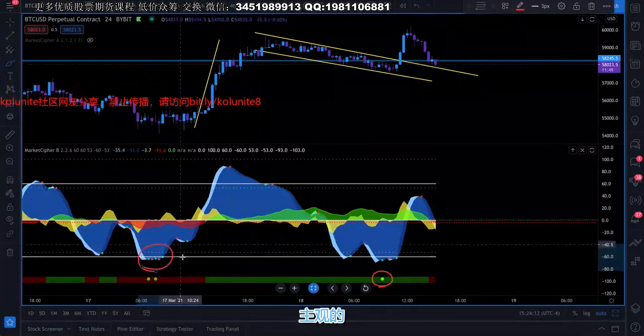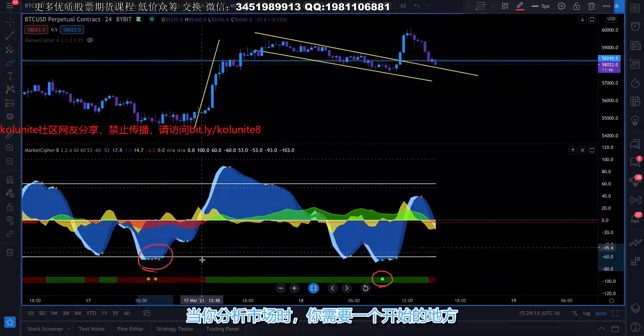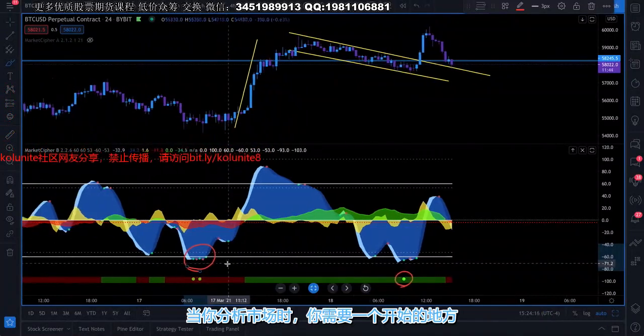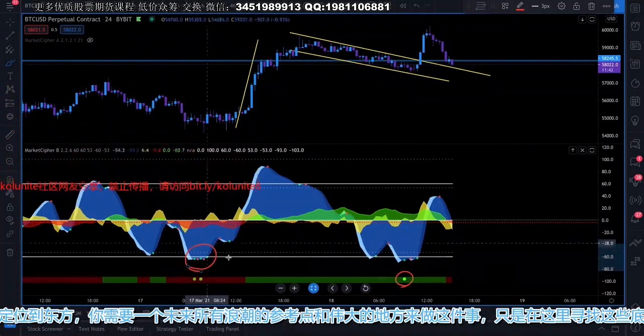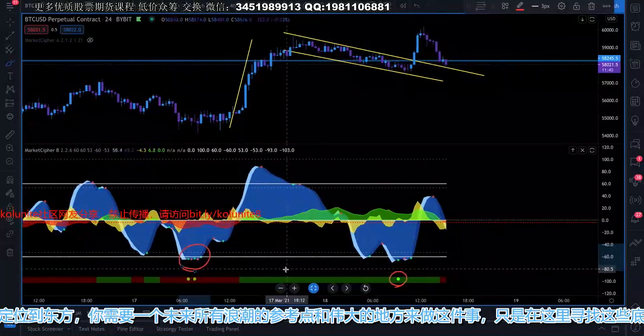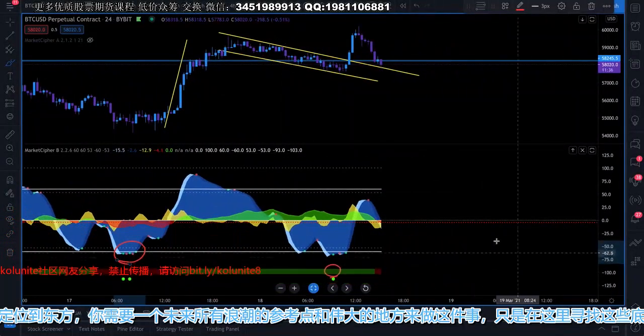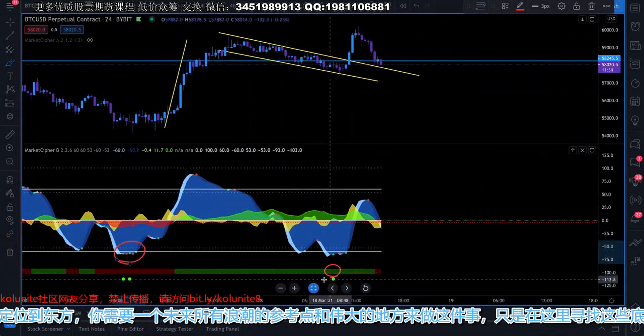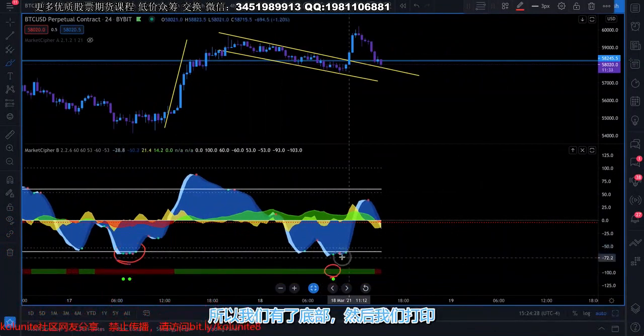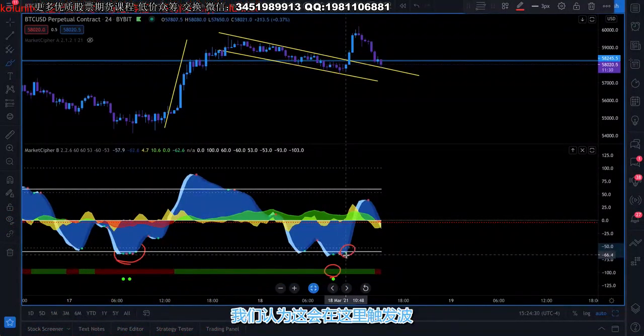But really, when you're analyzing Market Cipher B on a time frame, you need a place to start. You need a place to orient yourself. You need a reference point for all future waves. And great places to do that is just by looking for these bottoms right here. So we have our bottom. Then we print a higher wave. We consider this a trigger wave right here.